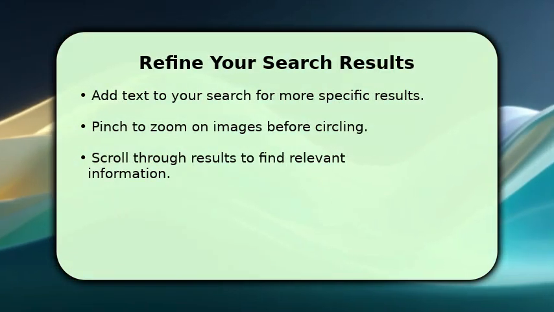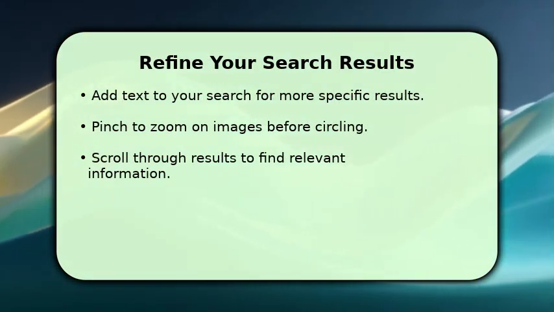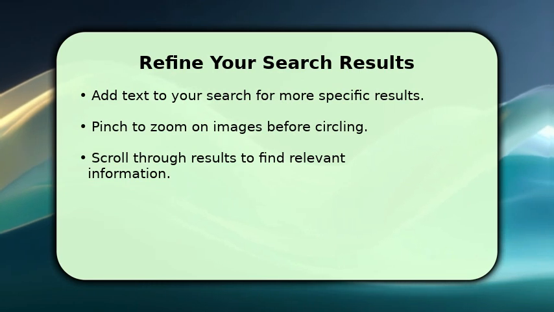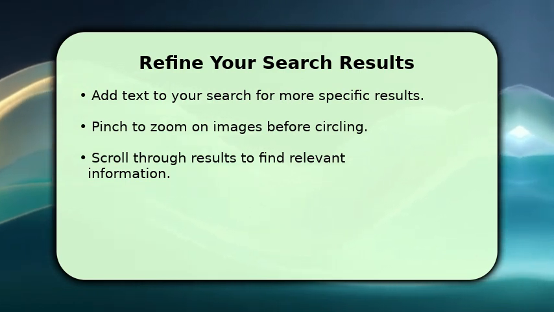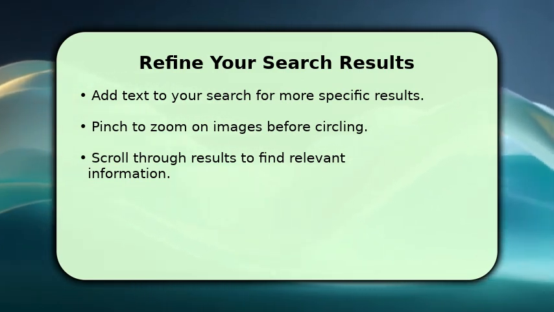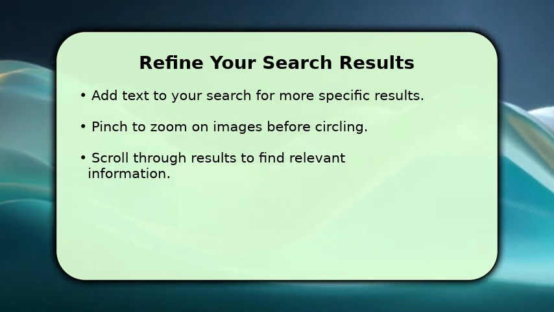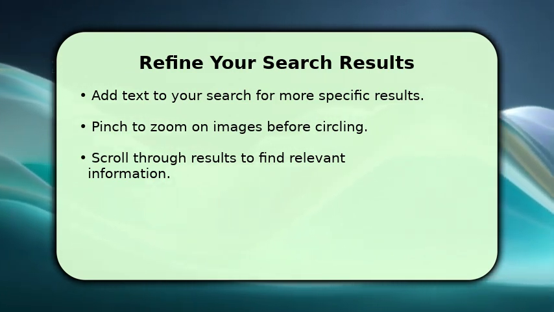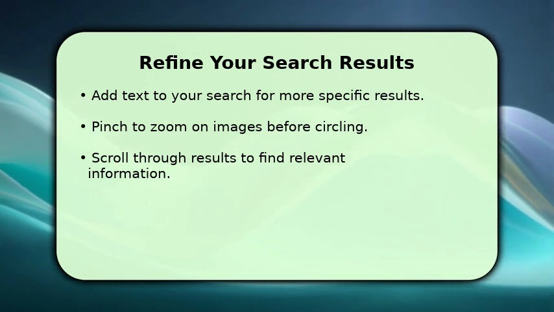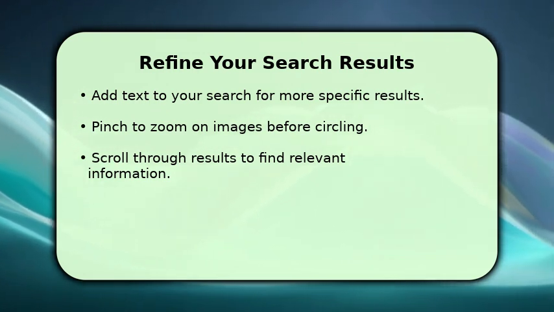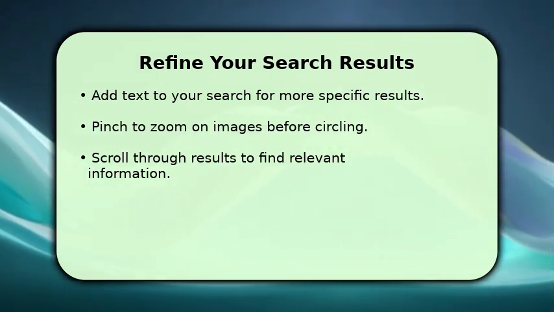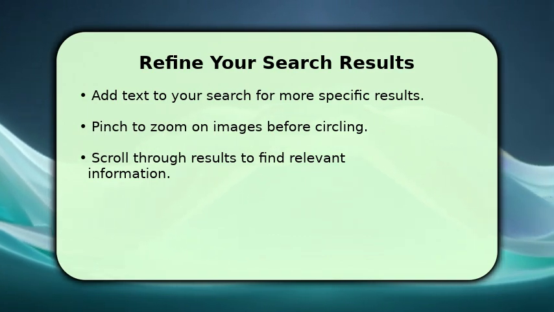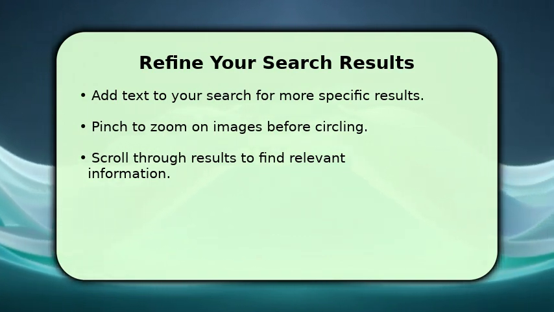You can easily refine your search results for greater accuracy. After circling an item, consider adding text to your search query to narrow down the information. For images, pinch to zoom in before circling to focus on a specific detail. Once results appear, scroll through them to explore various options and find the most relevant information you are looking for.